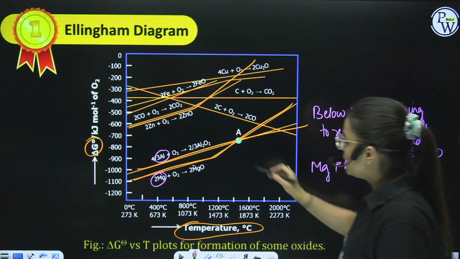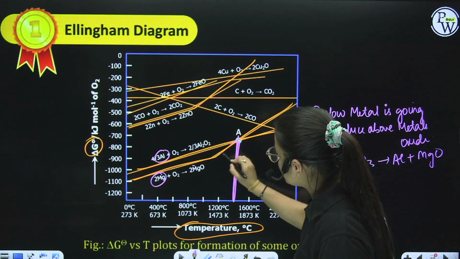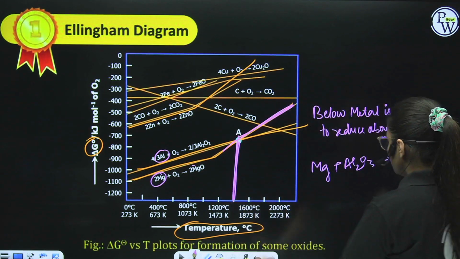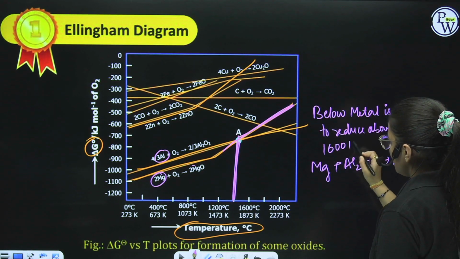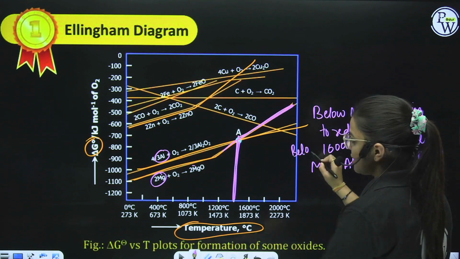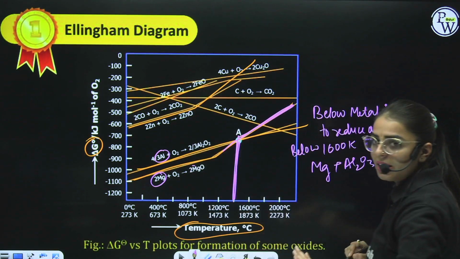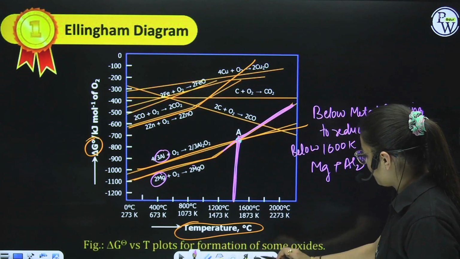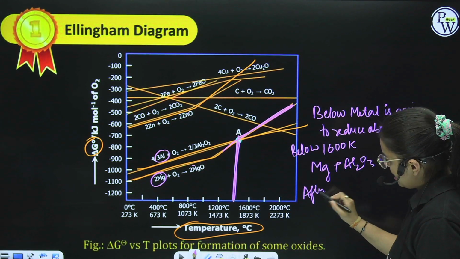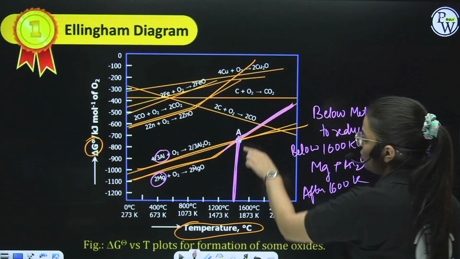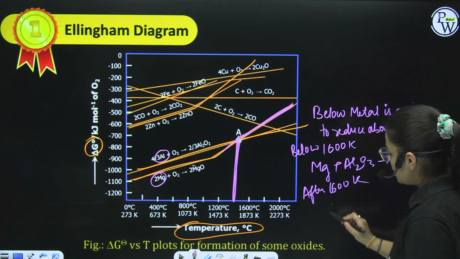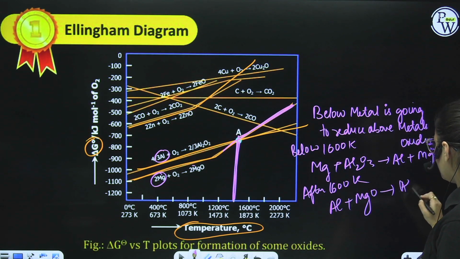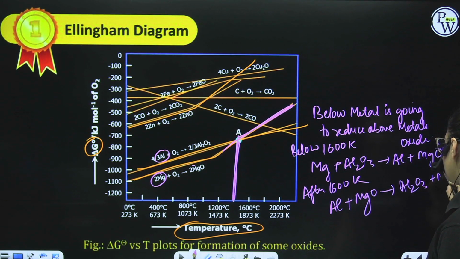At what temperature? This is the temperature at which the curve is below aluminium, and here it is above aluminium. This temperature is about 600 Kelvin. So below 600 Kelvin, the magnesium curve is below, so it can reduce the upper one. And after 1600 Kelvin, the aluminium curve is below and magnesium is above. So aluminium can reduce the oxide of magnesium and will convert into Al2O3, and magnesium will be released.